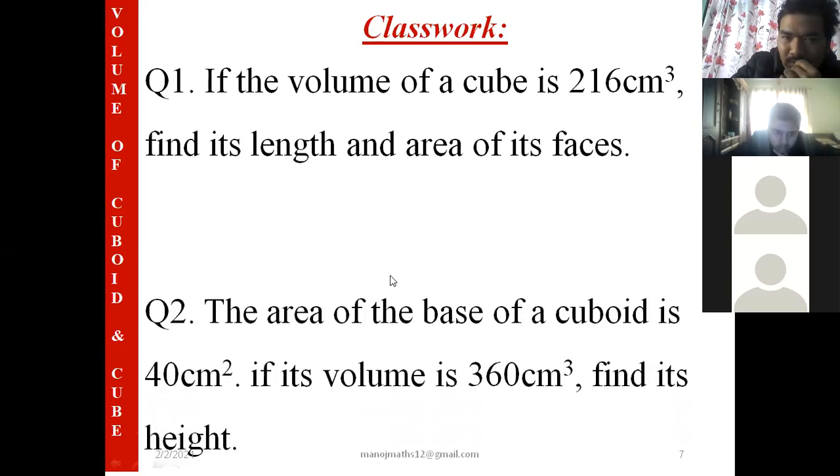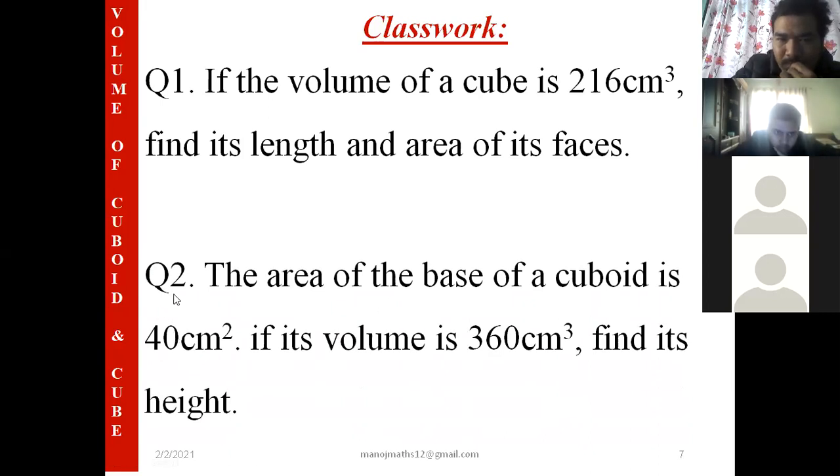Okay, now let's see question number 2. The area of the base of a cuboid is 40 centimeter square. If its volume is 360 centimeter cube, find its height. It's very easy. The area of the base, this 40 centimeter square, is the value of L into B, because the base of the cuboid will be rectangular in shape.